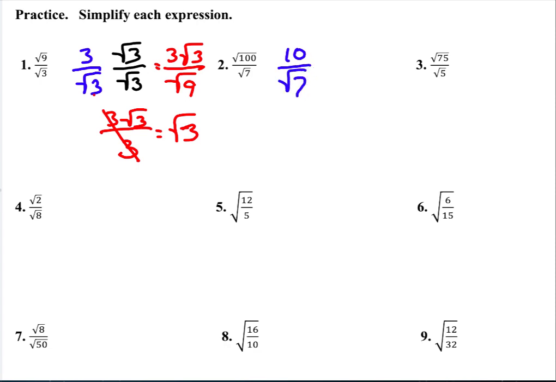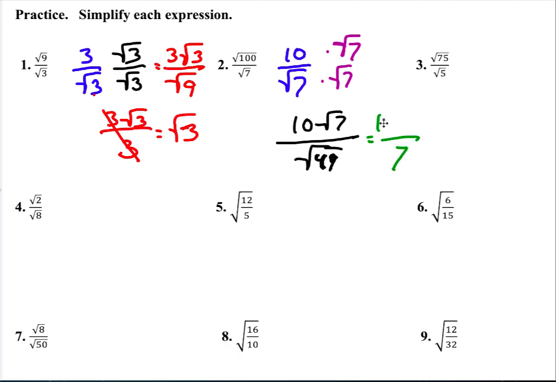Okay. Next one, square root of 100 is 10. I can't do square root of 7, but I need to get rid of that square root in my denominator, so I'm going to multiply everything times the square root of 7. So my numerator becomes 10 square root of 7. The denominator is 7 times 7, or the square root of 49. Square root of 49 is 7, so I get 10 square root of 7 over 7.